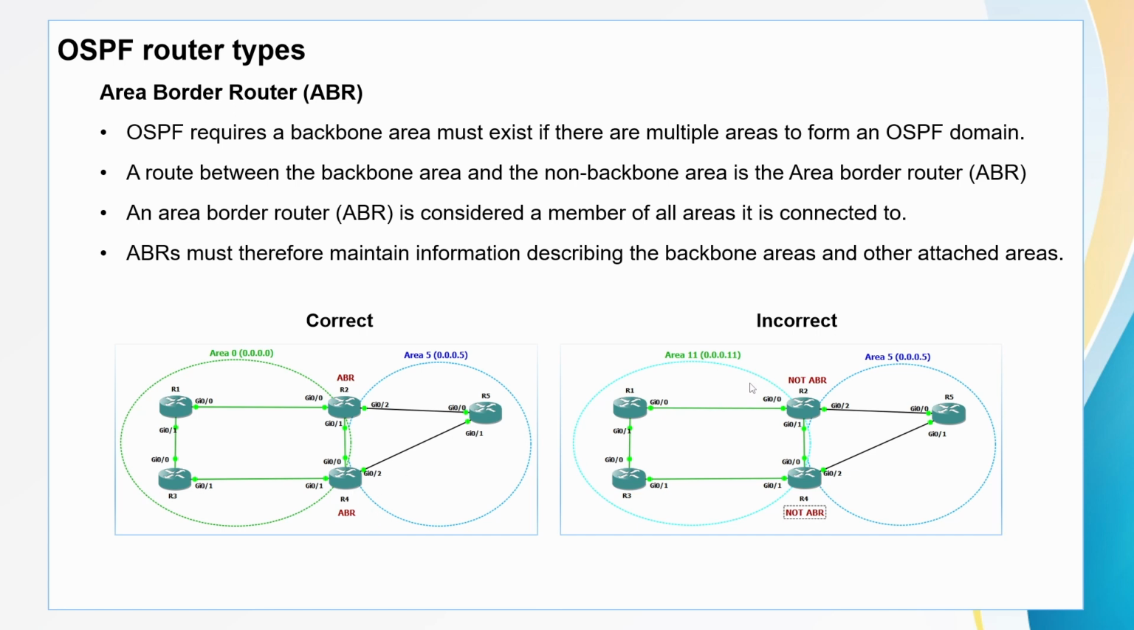So take a look at the right-hand side. I call this the incorrect setup. In the right-hand side, there are two areas connected together. However, there is no backbone area. The left-hand area we call area 11, and the right-hand side area is called area 5. Although these are two different areas, the router between them is not an ABR. The reason is there's no area 0. An ABR must have one side connected to area 0. So keep this in mind, it's important.